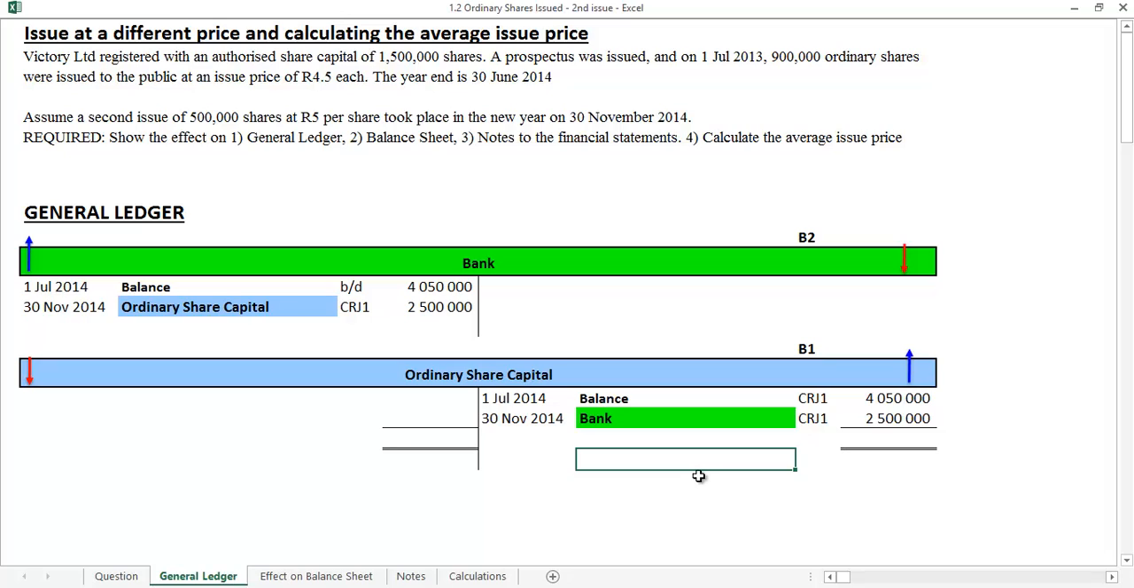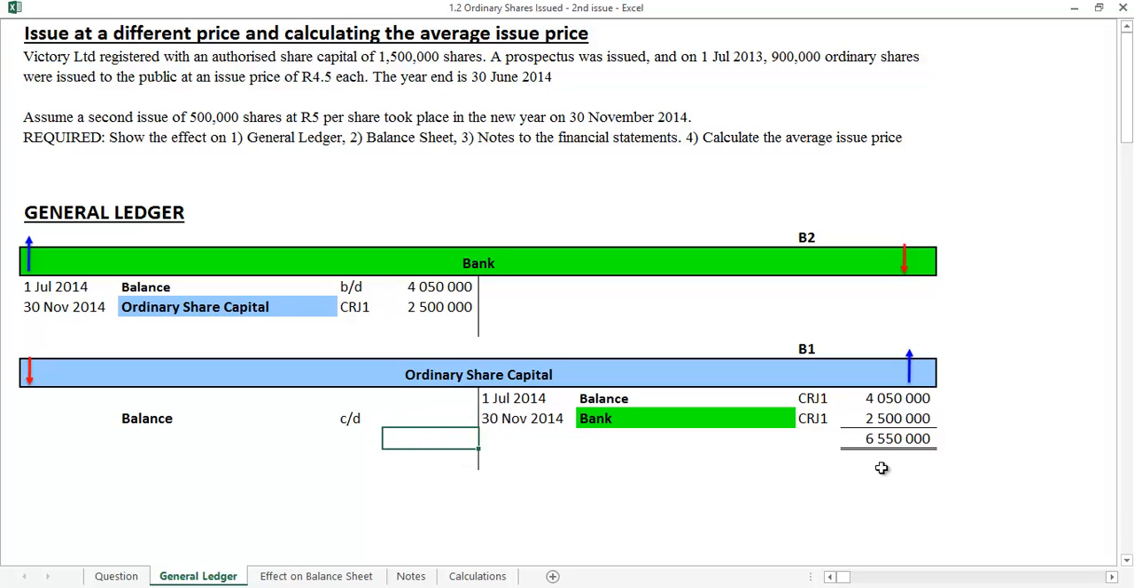Just a quick reminder how to balance an account. What you do is you total both sides. So if I total this side, I get 6.550 million. And then I go to the other side and I write balance carried down. And since there's nothing on this side, the balance comes to 0.